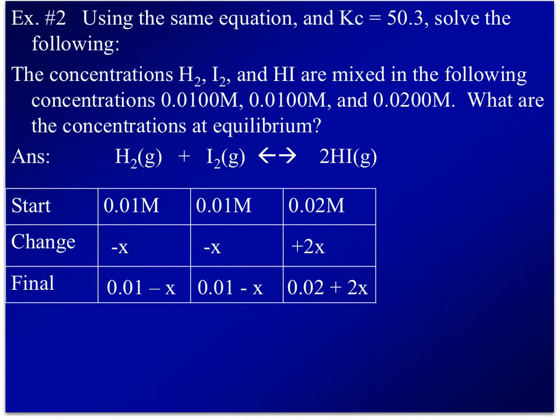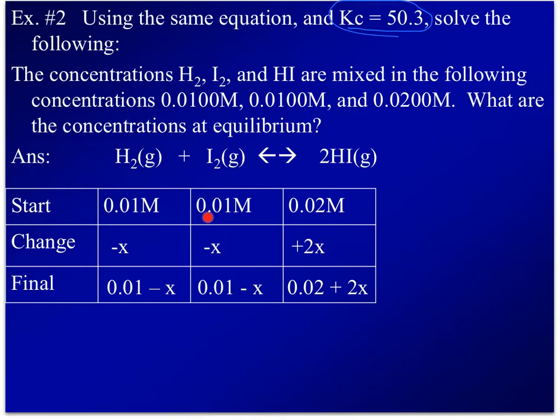Okay, so this problem is basically just the opposite of the last one. In this particular problem, they're going to give us the Kc, the equilibrium constant, and we need to find the final values of each of the concentrations. So it's just the opposite. So it says concentration of H2 is 0.01, of I2 is the same thing, 0.01, and HI 0.02. Okay, so those are the concentrations we start with.